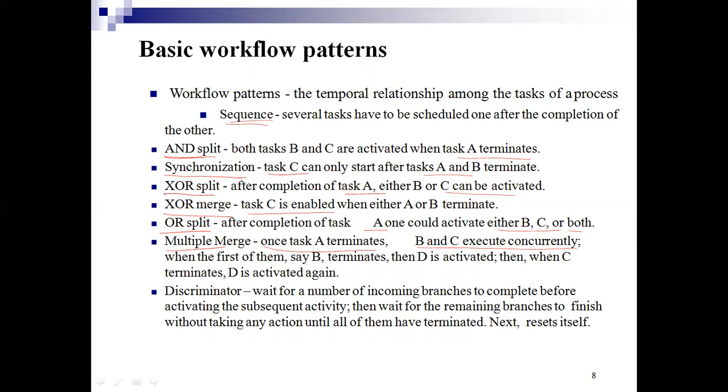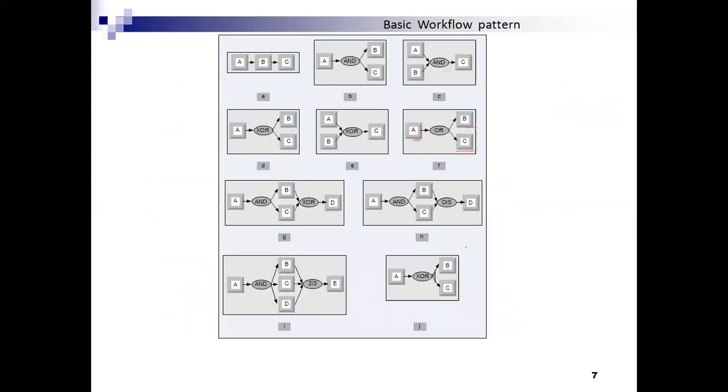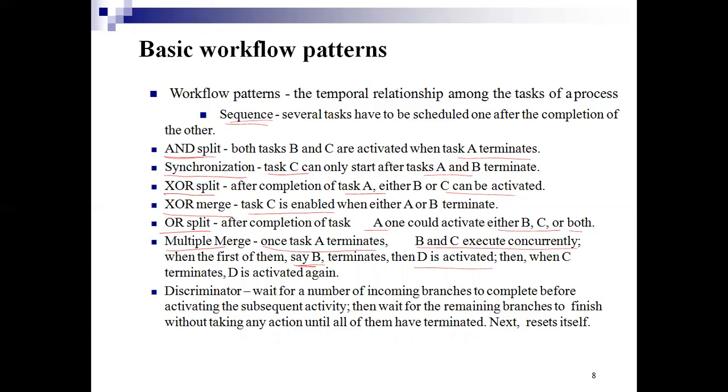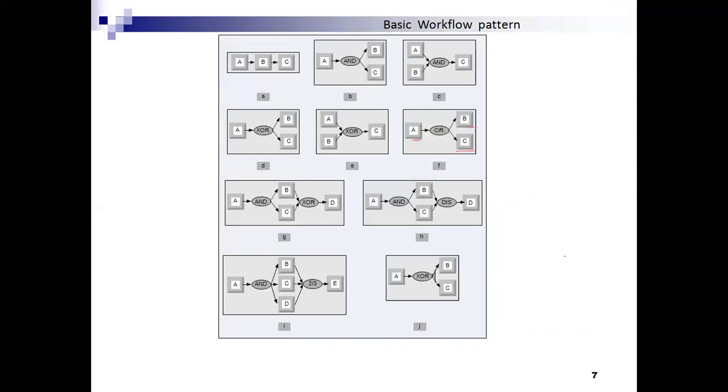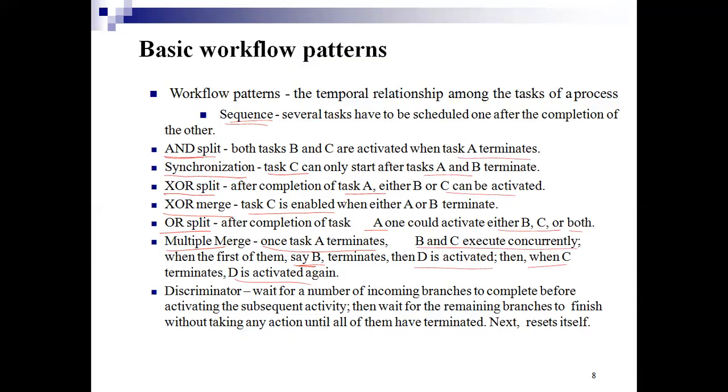So how can we see this? When the first of them, say B, terminates, D is activated. Just look at this here. When B terminates, D is activated. When C terminates, D is activated again. So when B terminates, D will be activated, and when C terminates, again D will be activated. This is multiple merge.